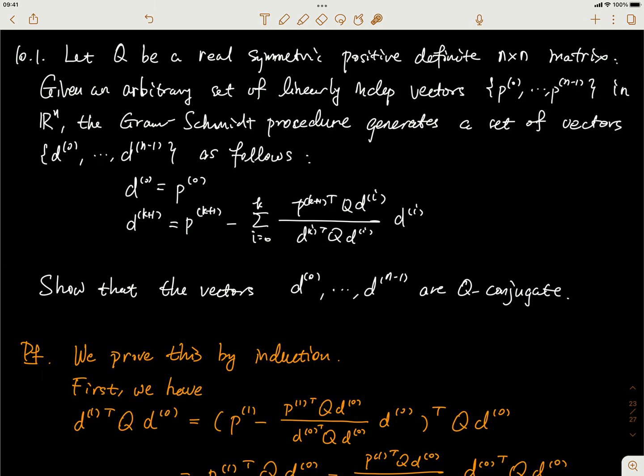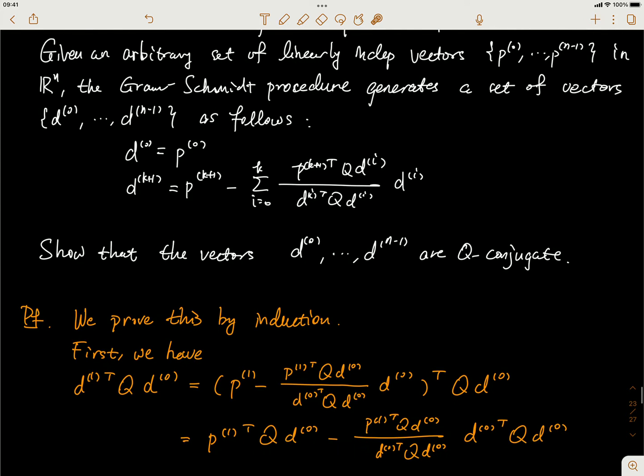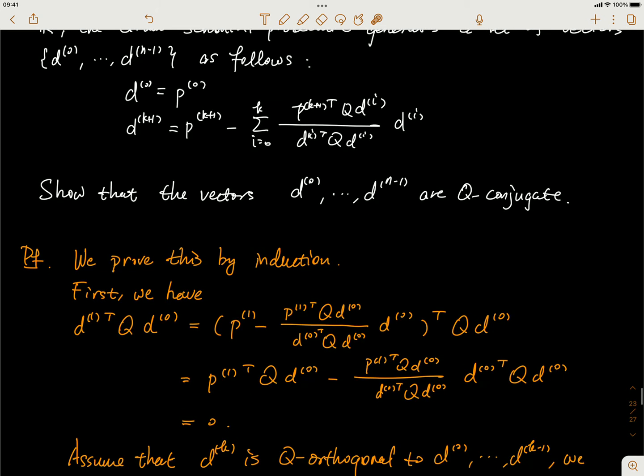And now the question is to show that the sequence of vectors d0, d1 through d(n-1) are Q conjugate. Well, we just need to show that for each pair of these d vectors, the Q inner product of them is 0. Okay, so to prove this, we use induction. We first show that d0, d1 are Q conjugate, or Q orthogonal, and then assuming that d0 through some dk are Q conjugate, we show that d(k+1) is Q conjugate to every one of the earlier ones.